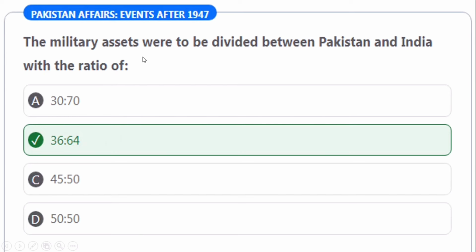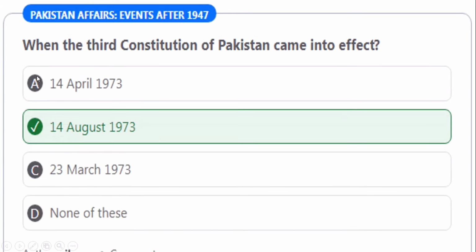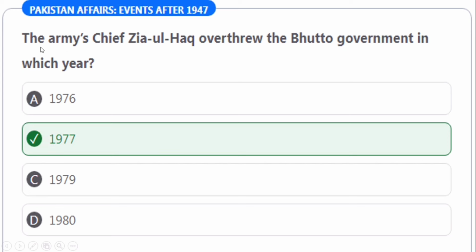The military assets were to be divided between Pakistan and India with the ratio of? Right option A, B number, 36-64. When did the third constitution of Pakistan come into effect? Right option A, B number, 14 August 1973. The army's chief Zia-ul-Haq overthrew the Bhutto government in which year?